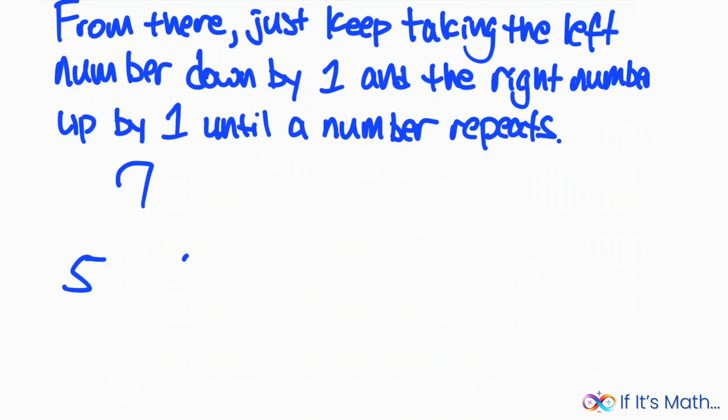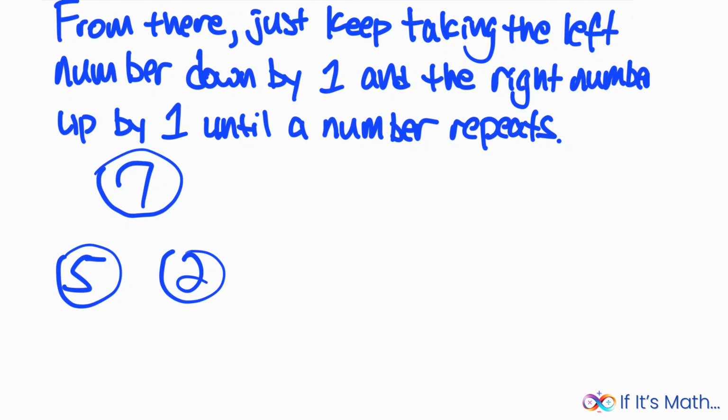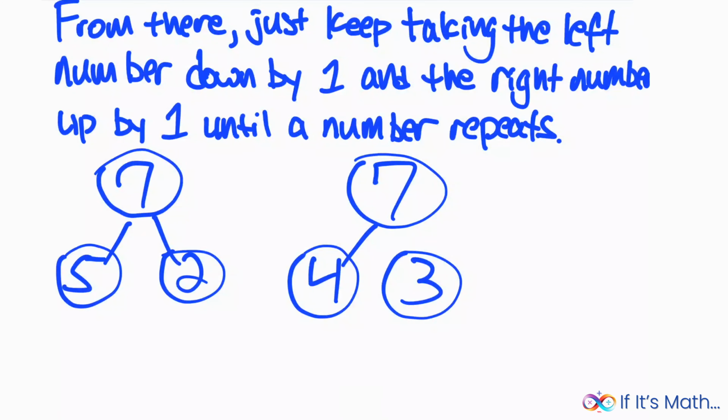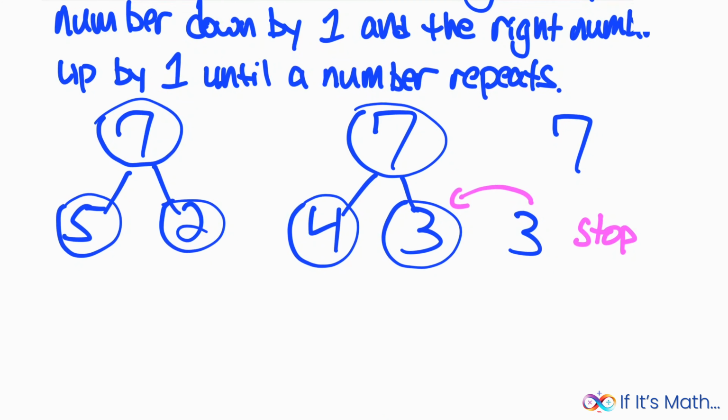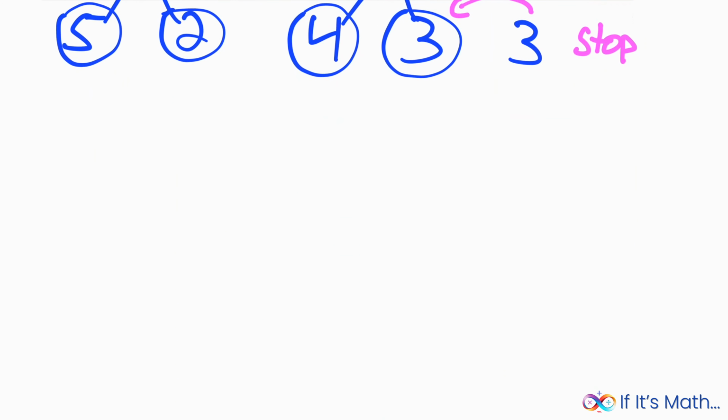So let's think about the next one there. So 7, I'm going to take that 6 down by 1 and the 1 up by 1. So I've got 7, 5, and 2, and then 7, 4, and 3. Now, if I took 4 down again, I'd hit 3, but we've already had 3. So we know that we can stop because I've hit a number that I've already used in my number bond. And that's it. So you've got those 3 number bonds.